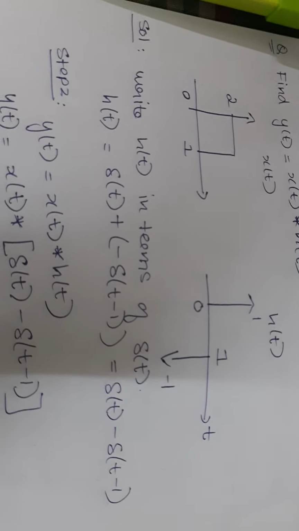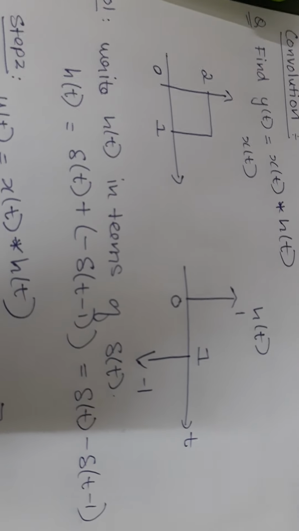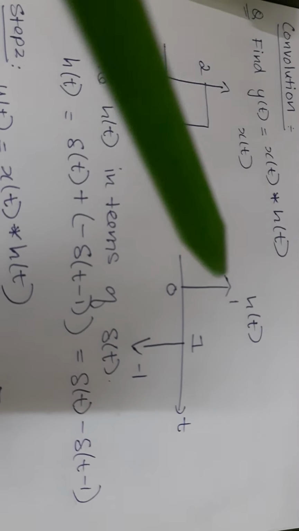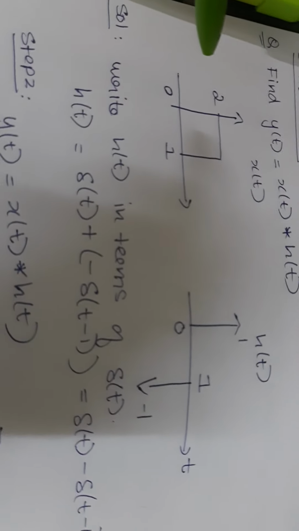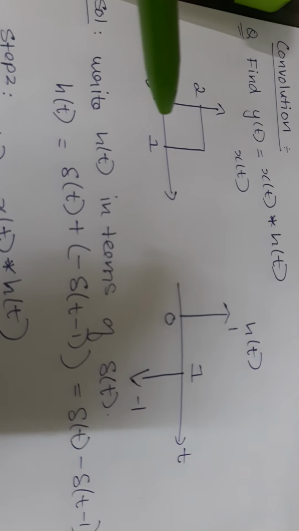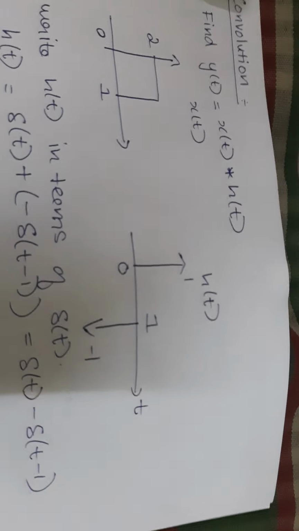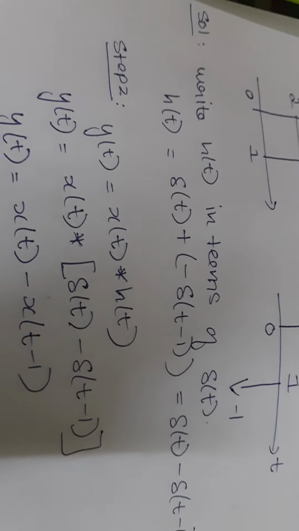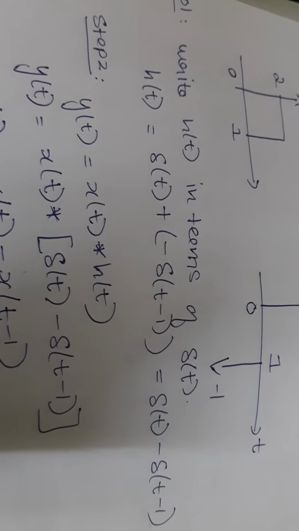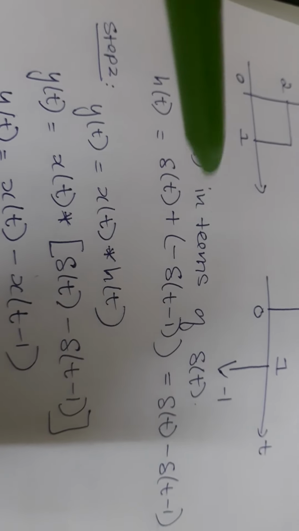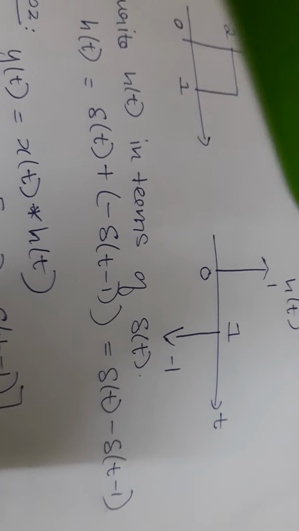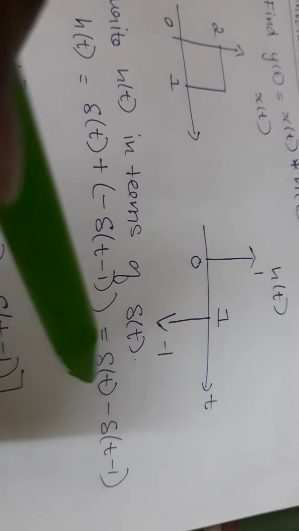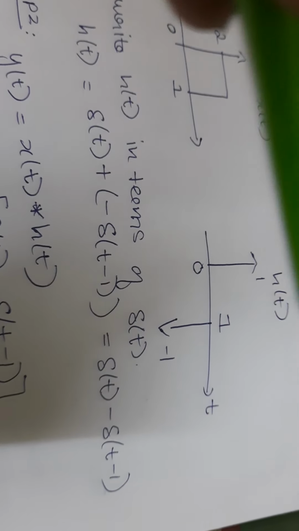Okay, so second topic is convolution. We need to find y of t, which is equal to h of t convolved with h of t. So we have been given h of t, it's a step signal from 0 to 1. Now in order to make our job easier, I will write h of t in terms of delta of t. So h of t is equal to delta of t, as it's 1 at t equal to 0, and minus delta of t minus 1, as it's minus 1 at t equal to 1.